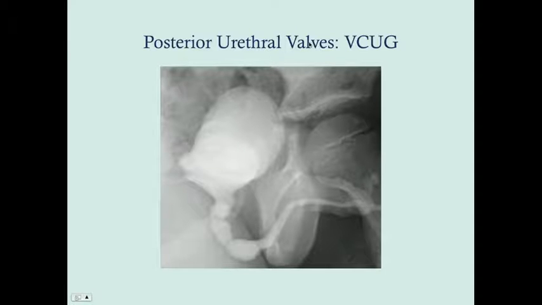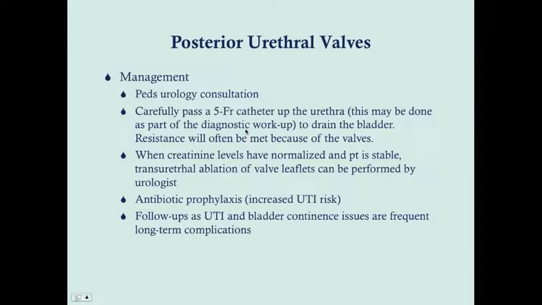This is the voiding cystourethrogram, and then the treatment is going to be a consultation, obviously, to pediatric urology. They're really going to be doing the VCUG, and they'll be doing the treatment. What you can do is carefully pass a 5 French catheter up the urethra, not a Foley catheter. Foley catheter has a balloon on it, and that can make things worse, so you're using a 5 French catheter. Usually that's what you use for feeding tubes, and this can also be part of your diagnostic workup, and what you can do then is drain the bladder, but what you'll typically notice, and this is characteristic of posterior urethral valves, is this resistance, and that's the valves.